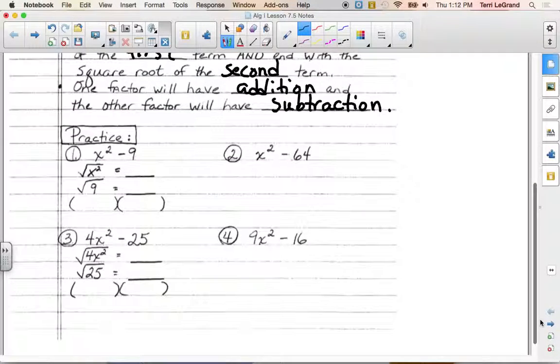Okay, so x squared minus 9. Here's how we show work. Square root of x squared is x. Square root of 9 is 3. Both factors start with x, because that was our first term's square root. Both factors end with 3. One has addition and the other has subtraction. It's pretty painless. Okay, we do the next one.